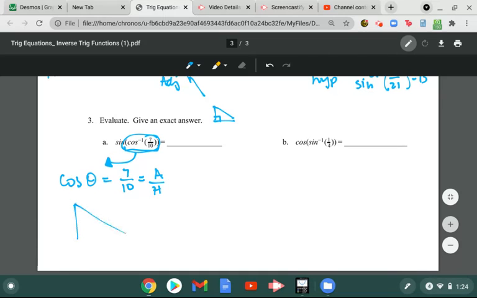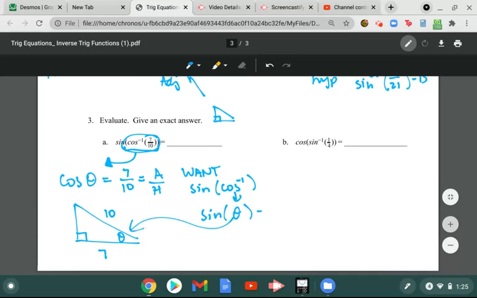So if I draw myself a triangle, I put my angle there. Adjacent to my angle is going to be 7. Hypotenuse is going to be 10. What I want to do is to find the sine of this value. So we want the sine of cosine inverse, but cosine inverse is always an angle. So I really want the sine of this angle theta. Sine is SOHCAHTOA, opposite over hypotenuse. So I just need this opposite side here. Let's go ahead and solve for that.